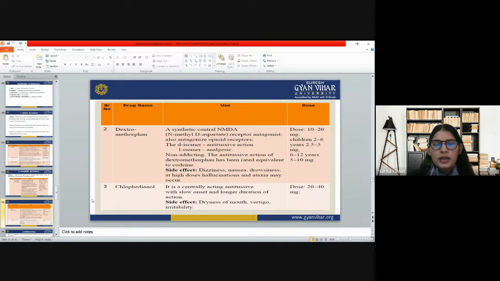Then we have clofedanol. Clofedanol is a centrally acting antitussive which has a quick onset and longer duration of action. Side effects include dryness of the mouth, vertigo, and irritability. Dosing for this is 20 to 40 mg.